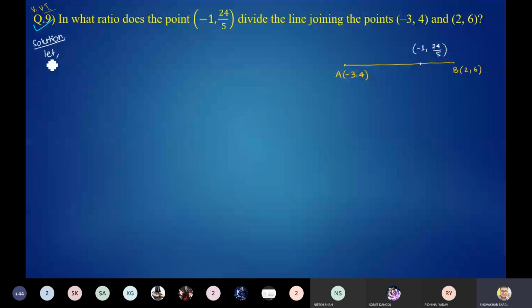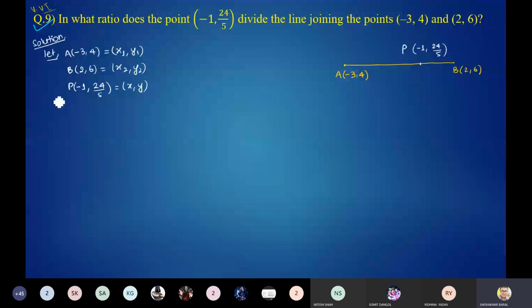Let A(-3, 4) be (x1, y1). Okay, let me suppose this point is P. B(2, 6) as (x2, y2), and the point in between them be (x, y). P(-1, 24/5) is equal to (x, y).